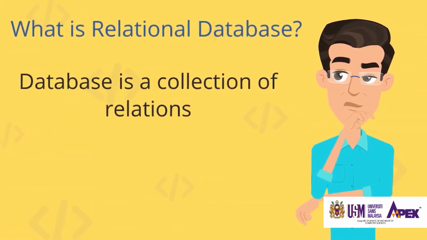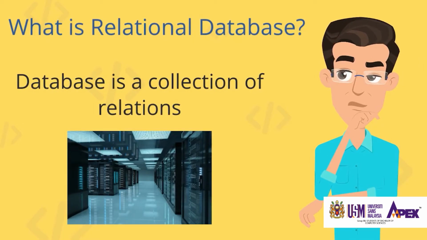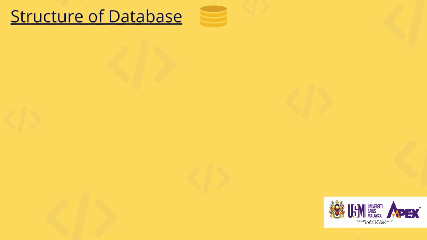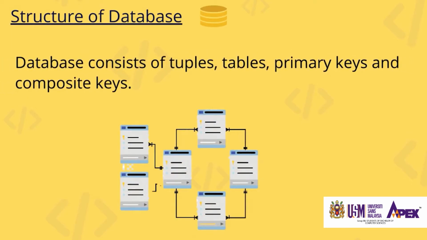So, what is a relational database? A database is a collection of relations. After that is the structure of a database. A database consists of tuples, tables, primary keys, and composite keys. In the picture below, we can see that all the tables have their own primary keys and all the tables are related to the other tables.